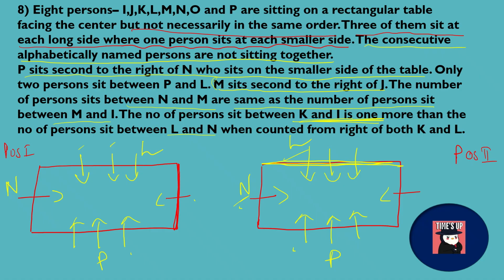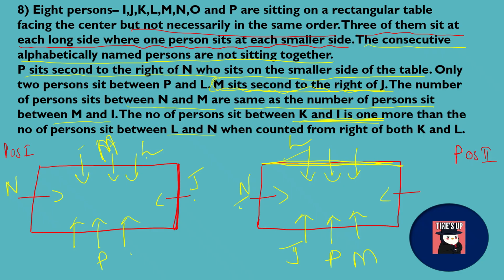Now come back to this point. M sits second to the right of J. If I place J here, 1, 2, M will be here in possibility 1. In possibility 2, if I place J here, 1, 2, M will be here. Correct?